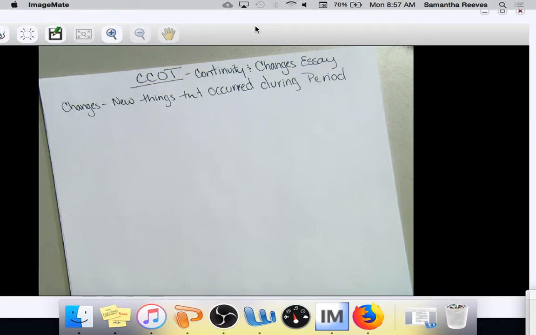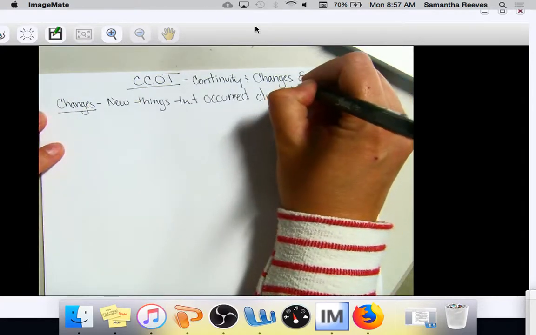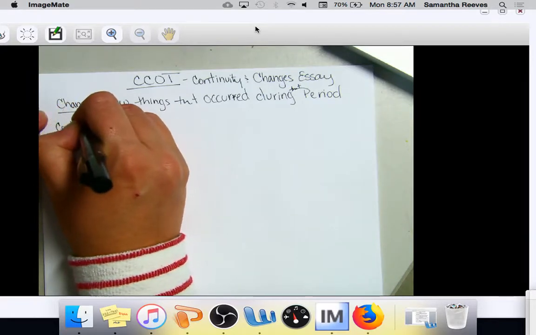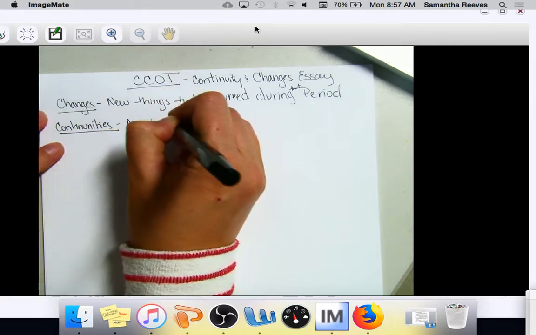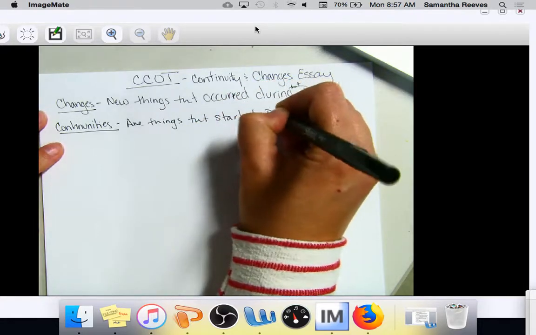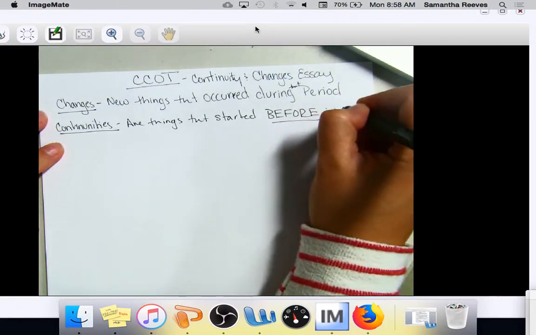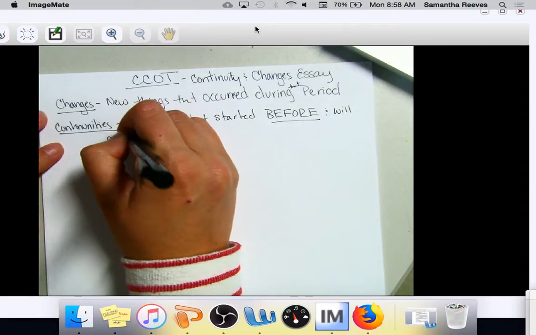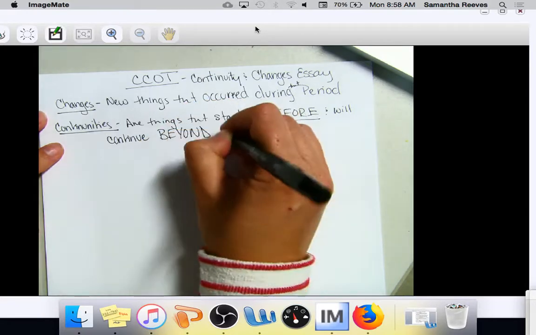We are writing a CCOT essay, which stands for Continuity and Changes Essay. Changes are new things that occurred during that period. Continuities are things that started before and will continue beyond this period.